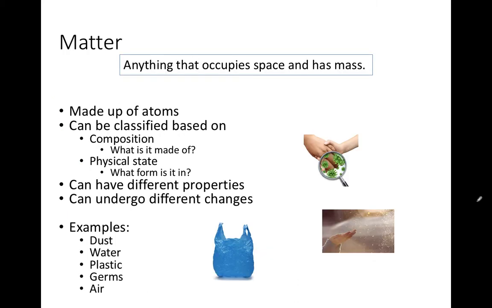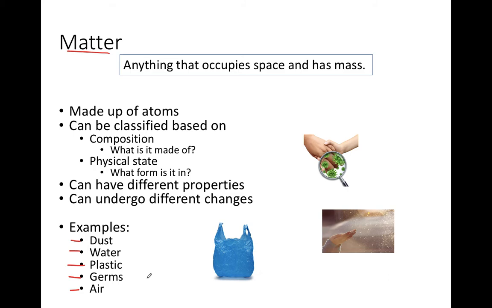So to start out, when we talk about matter, matter is technically defined as anything that occupies space and has mass. As long as it has these two things, it doesn't matter how big it is or how small it is, as long as it occupies space and has mass, it classifies itself as matter. So this could be something as small as dust or germs. It could be something as big and powerful as water. It could be plastics that we see in our everyday lives, or it could be something like air, which is a gas that's all around us.